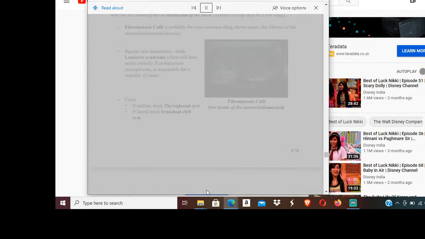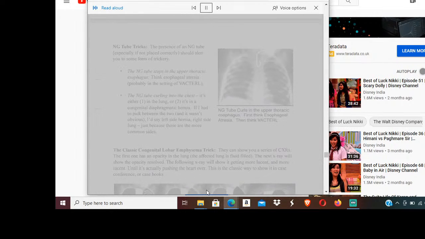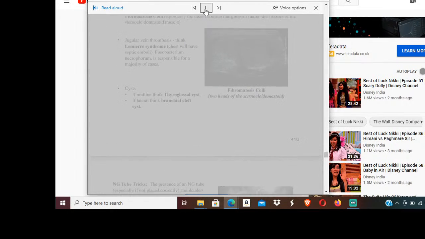Why are you showing me an ultrasound of the neck? In peds this can only be a few things. Fibromatosis coli is probably the most common.